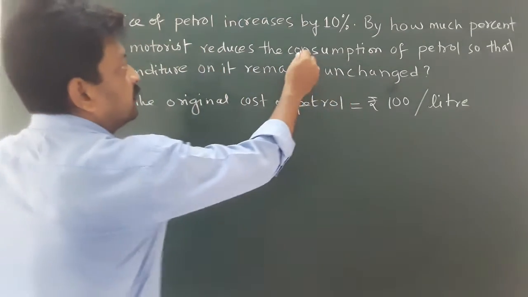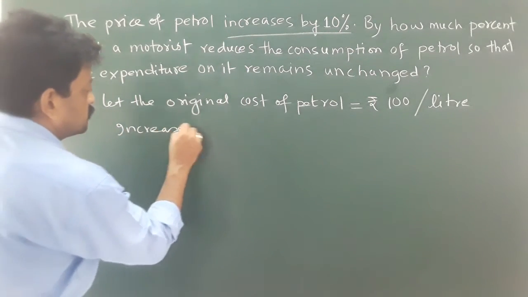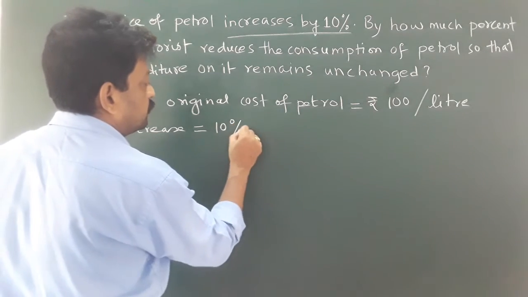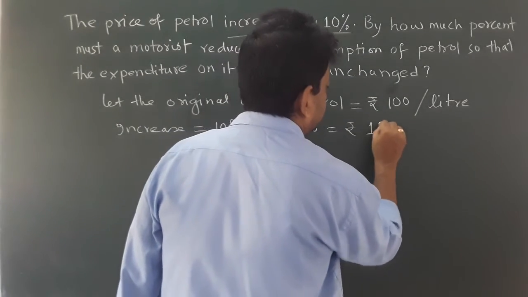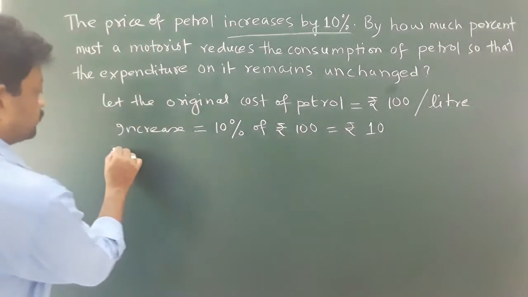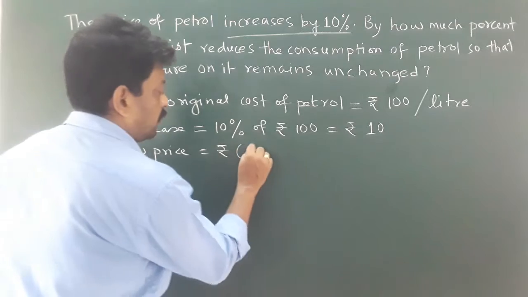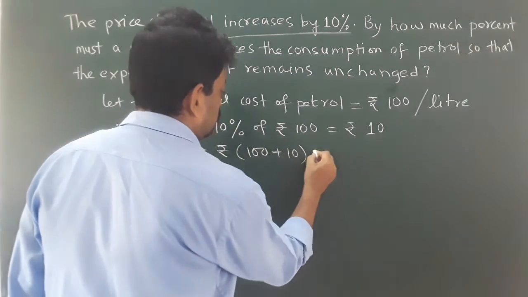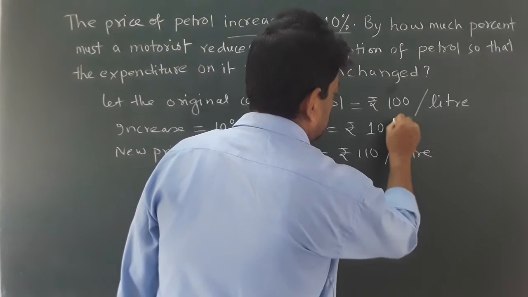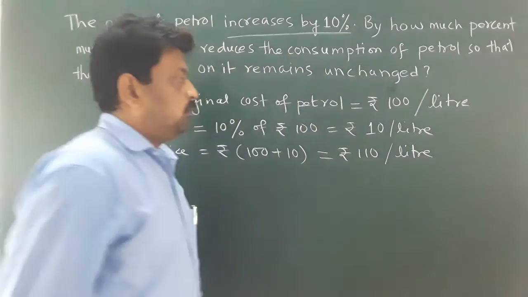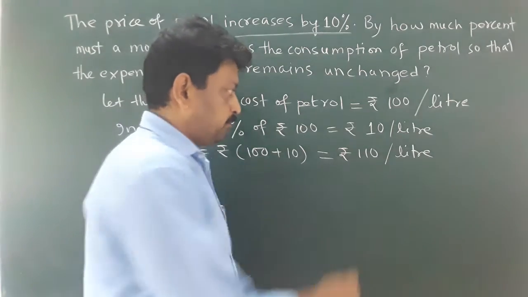Now since the price has increased by 10%, the increase equals 10% of rupees 100, that is rupees 10 only. So what is the new price? New price equals rupees 100 plus 10, rupees 110 per liter. This is an increase of rupees 10 per liter, so the new price will be rupees 110 per liter.